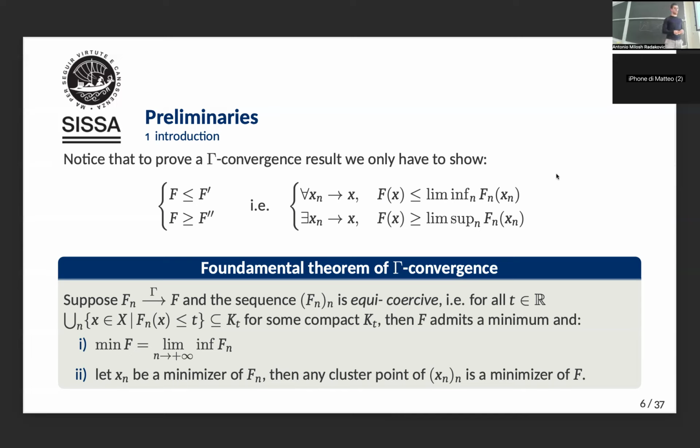The gamma convergence is a kind of functional convergence studied to preserve the minimum of some energy, and also to have a kind of approximation of the minimizers. But to have these two results, we need a further condition, that is an equicoercivity condition, which is basically a compactness result on the level sets of the sequence of functionals.